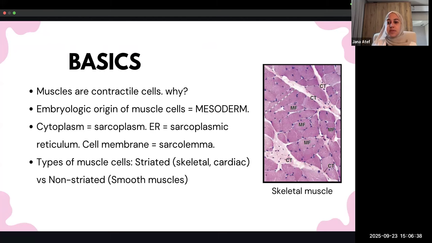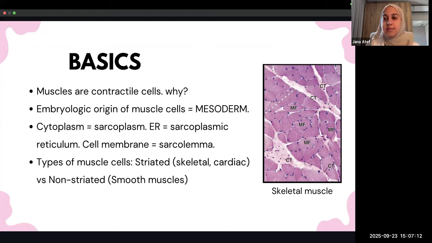Okay, so for muscle cells, what we need to know is that muscles are contractile cells. Why are they contractile cells? Because of the actin and the myosin. Again, if you remember from physiology, the actin and myosin filaments and the physiology of muscle contraction is what makes them contractile. The embryological origin for muscles was mentioned in your slide at some point. It's mesoderm. So if you ever get a random MCQ about the embryological origin of muscle cells, the answer is mesoderm.